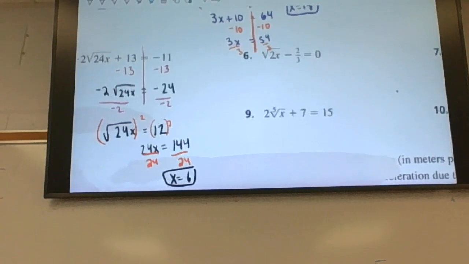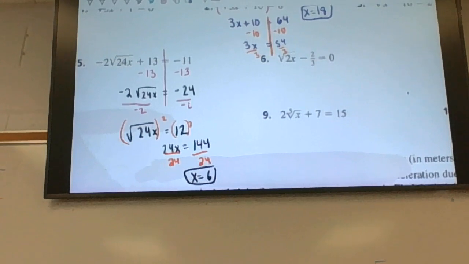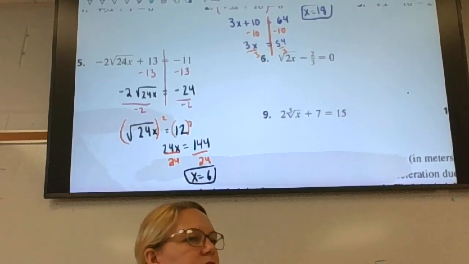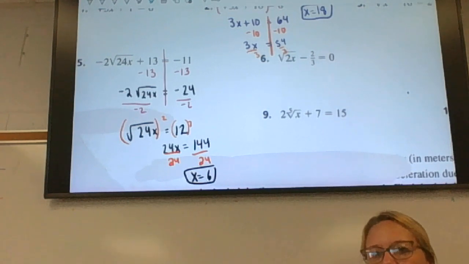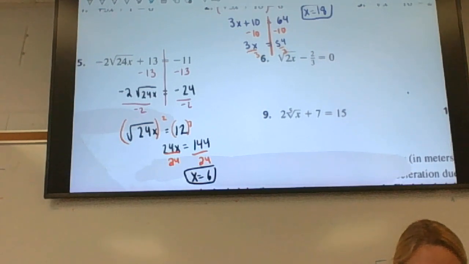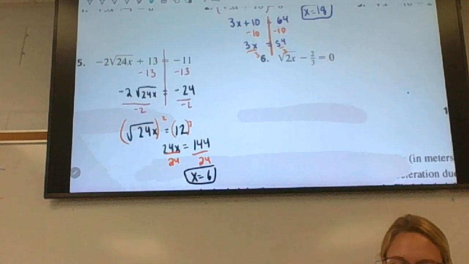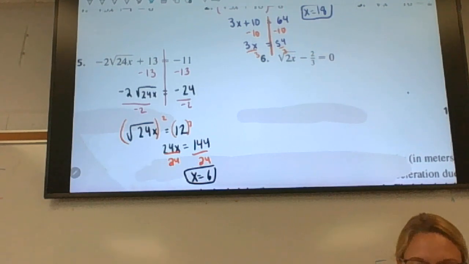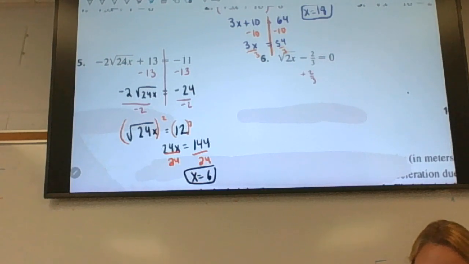Number 6. A lot of students will shy away from the fractions. Just use your calculator, guys. Know your fraction button. Get that done. I'm going to show it by hand because I don't mind doing the fraction work, but you have full permission to put the fraction in your calculator and let it simplify it for you. I'll add 2/3 over.